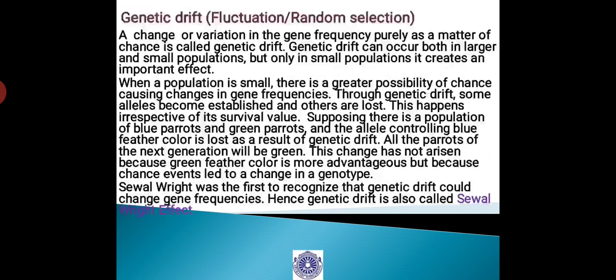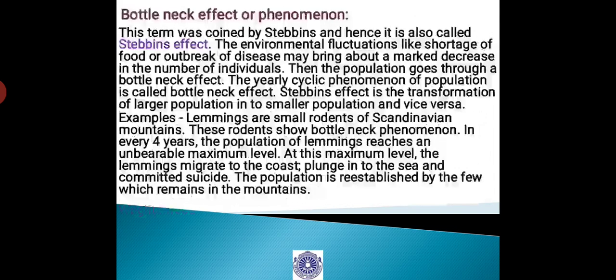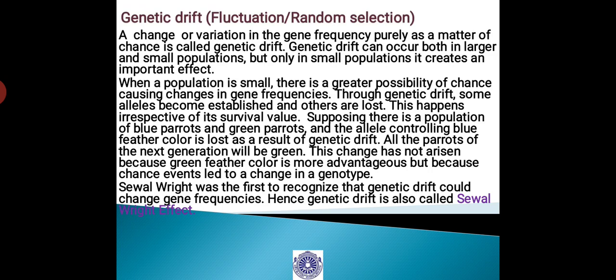And this change has not arisen because green feather color is more advantageous, but because chance events led to a change in a genotype. And Sewall Wright was the first person to recognize that genetic drift could change gene frequencies of a population. Hence, genetic drift is also called Sewall Wright effect. So, what is Sewall Wright effect? Sewall Wright effect is nothing but the genetic drift only that operates in a small population, which always changes the gene frequency of a population, thereby leads to variations, and ultimately it promotes evolution.